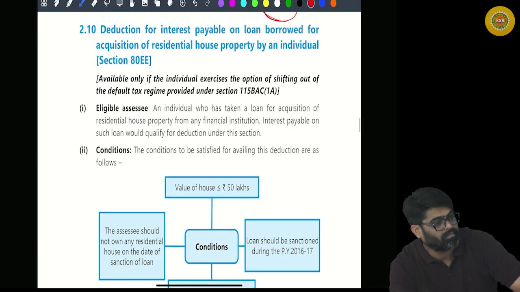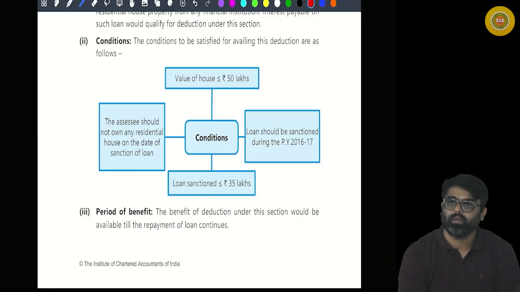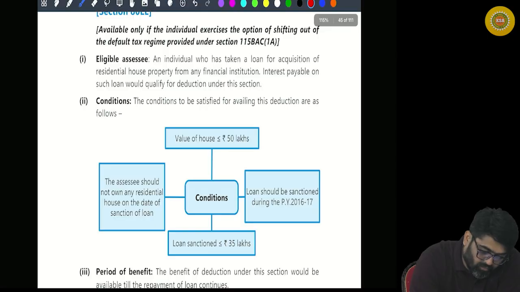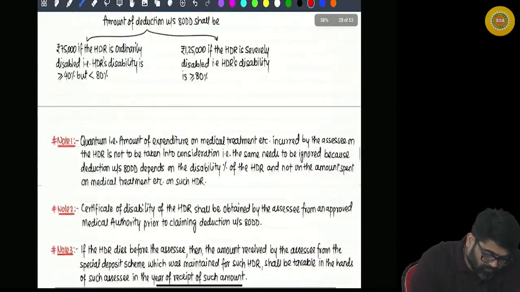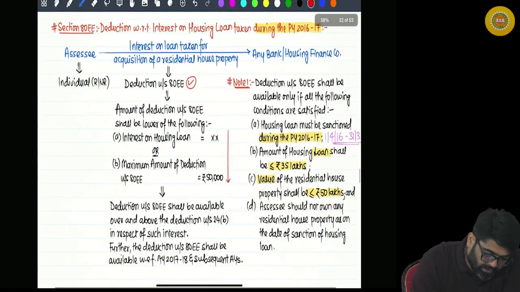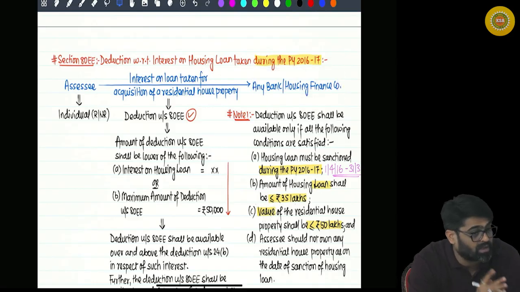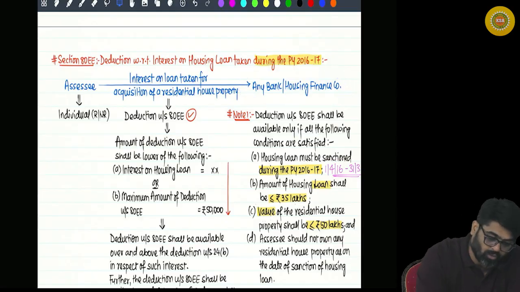Now 80EE is the deduction for interest on a housing loan. Now see, the housing loan must be taken from a financial institution. Wait, I'm showing you here. So the housing loan must be taken from any bank or any housing finance company. Remember, you have to take the housing loan from only these persons. And that housing loan is taken for residential acquisition.